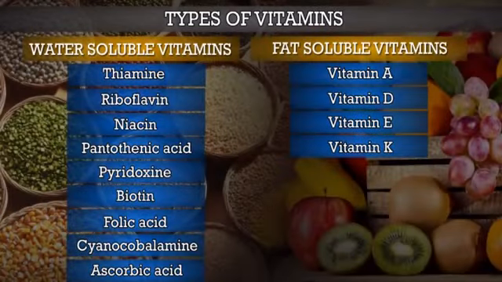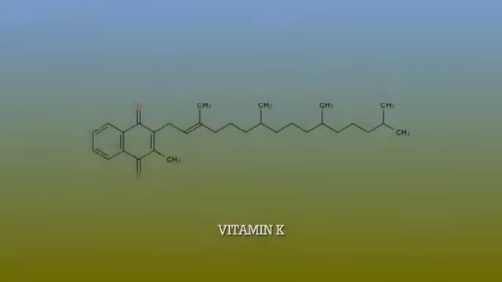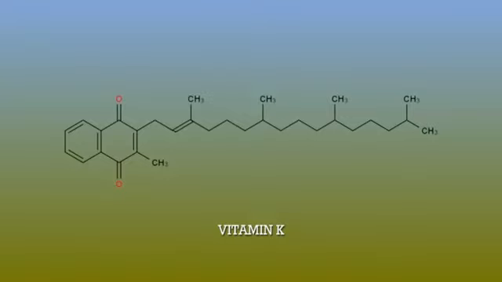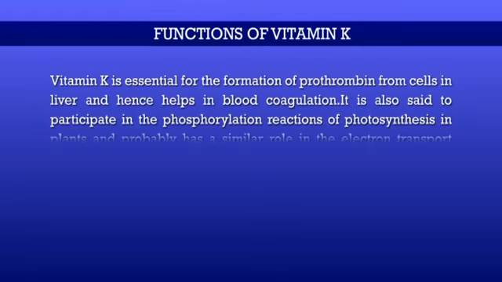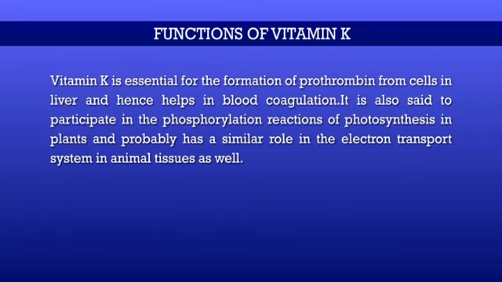And the last vitamin is vitamin K. This vitamin, that is vitamin K, is derived from 1,4-naphthoquinone. The important function of vitamin K is that it is essential for the formation of prothrombin from cells in liver and hence helps in blood coagulation. It is also said to participate in the phosphorylation reactions of photosynthesis in plants and probably has a similar role in the electron transport system in animal tissues as well.